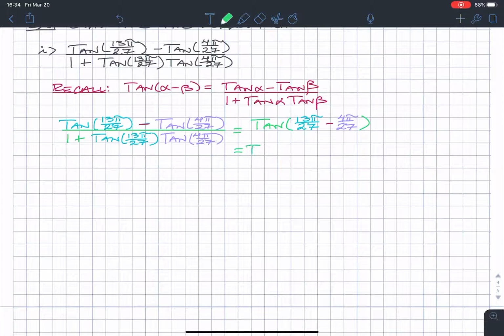Okay, so that simplifies since they have a common denominator. 13 minus 4 is 9 pi over 27. 9 goes into 27 3 times, so this becomes tangent of pi over 3. Tangent of pi over 3, of course, is root 3, and there we are.